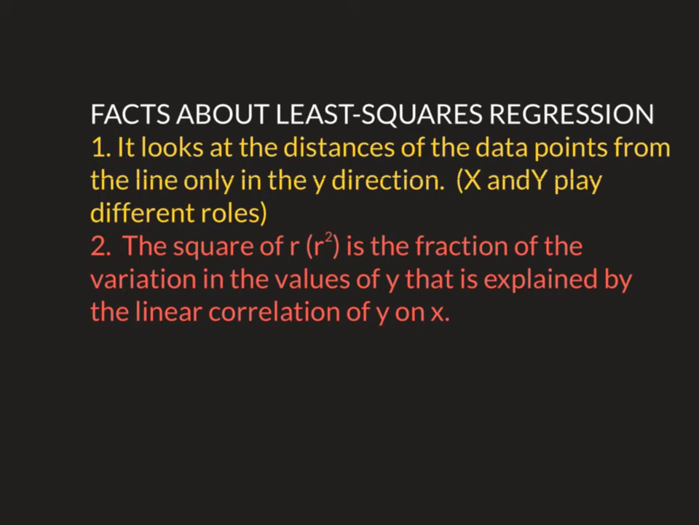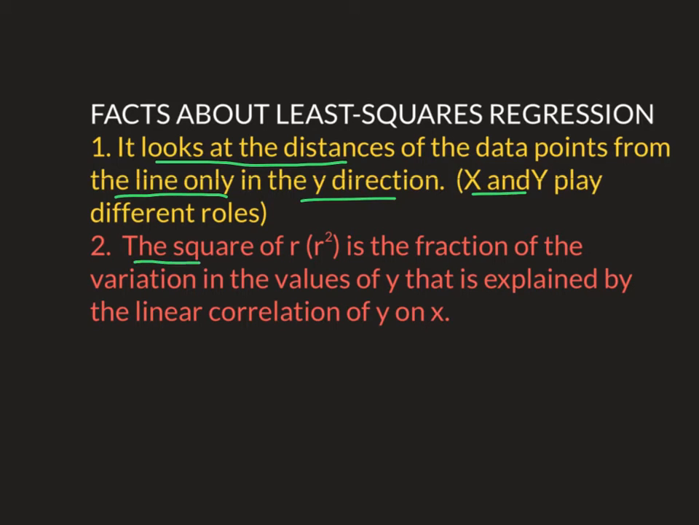Facts about the lines. Number 1, it looks at the distances of the data points from the line only in the y direction. Notice we didn't worry about going horizontal, we just did vertical. Everything's about the y. X and y play different roles. When we did correlation, I told you it doesn't matter which one's X and which one's Y, which one's L1, which one's L2. When you're doing regression, it does matter because y varies as x varies.